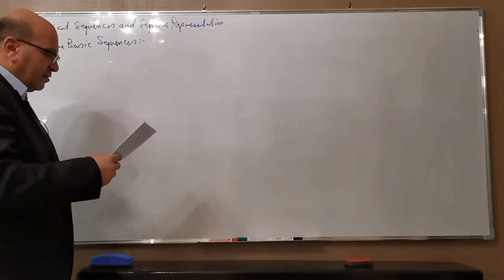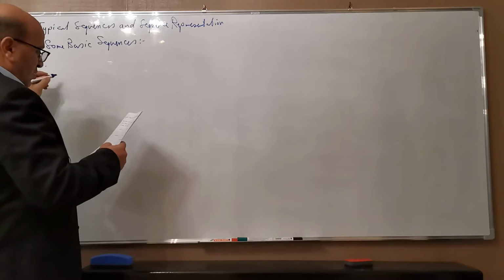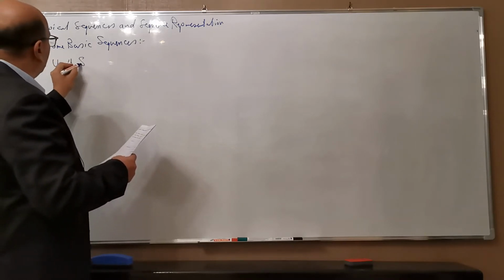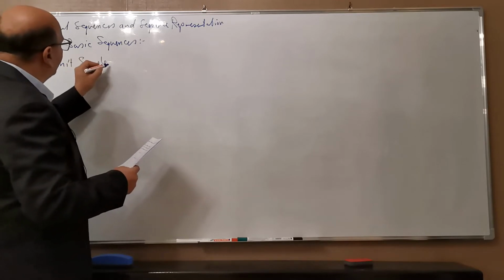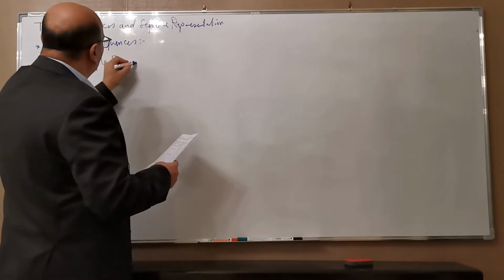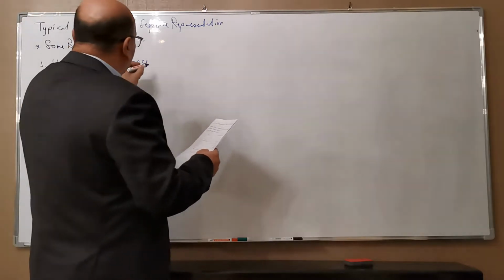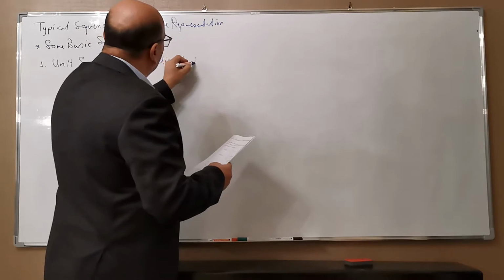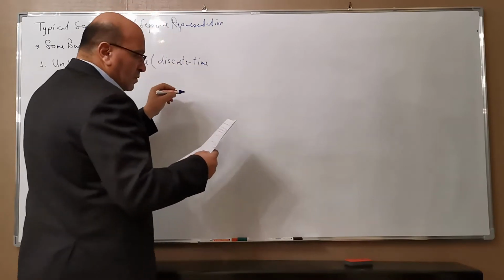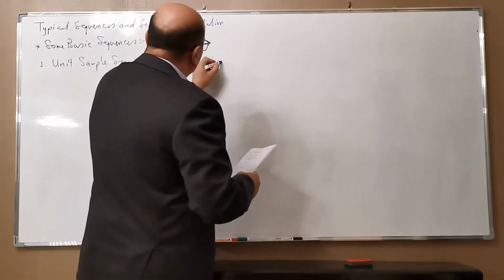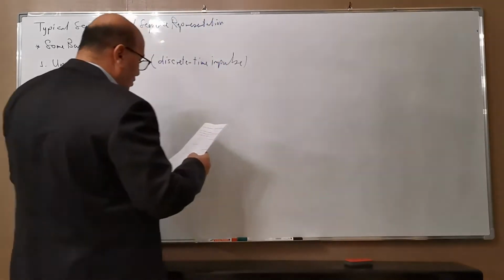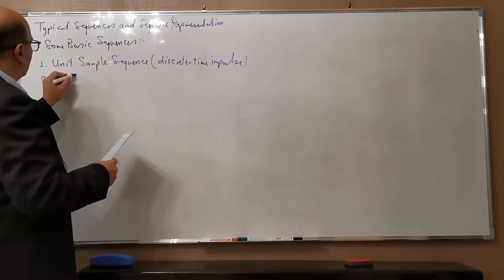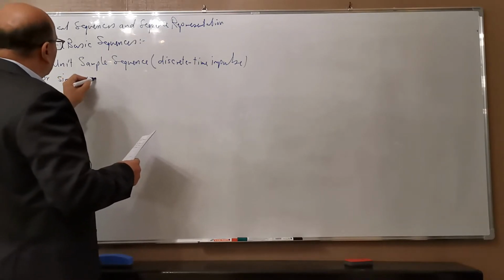The very elementary basic sequence is the unit sample sequence. Or sometimes we call it the discrete time impulse, or simply we call it the unit impulse.